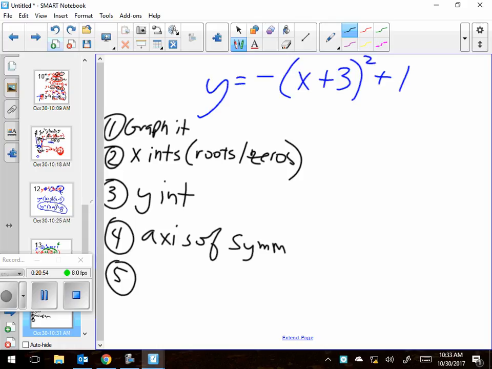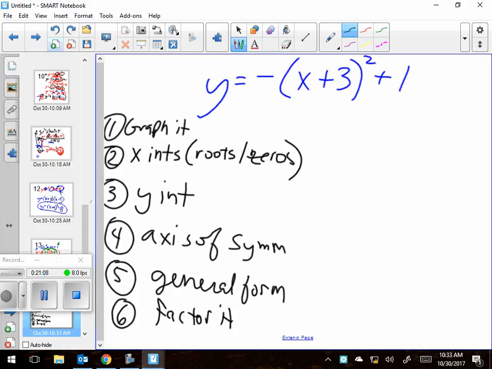Number 5, I want to know what general form is. And once you got it in general form, you should be able to factor it. And if you weren't able to figure out its x-intercepts until then, once you factor it, it'll be easy to see the x-intercepts.